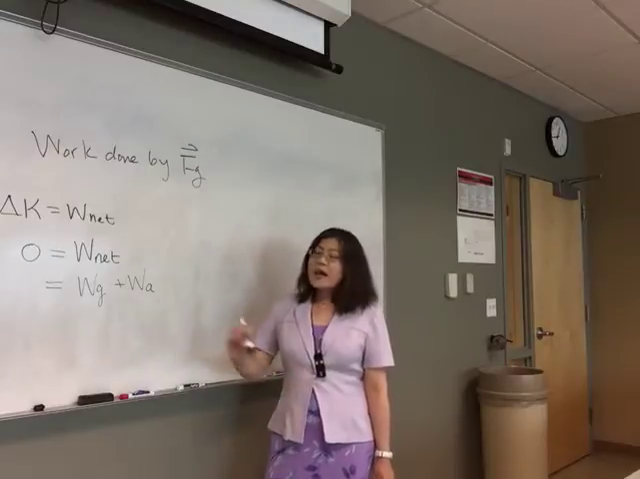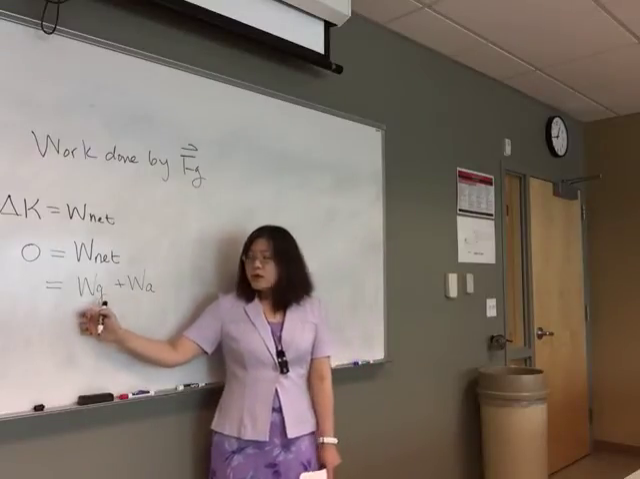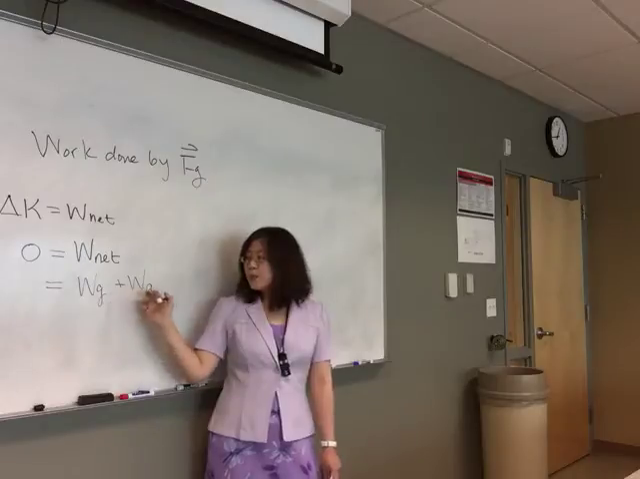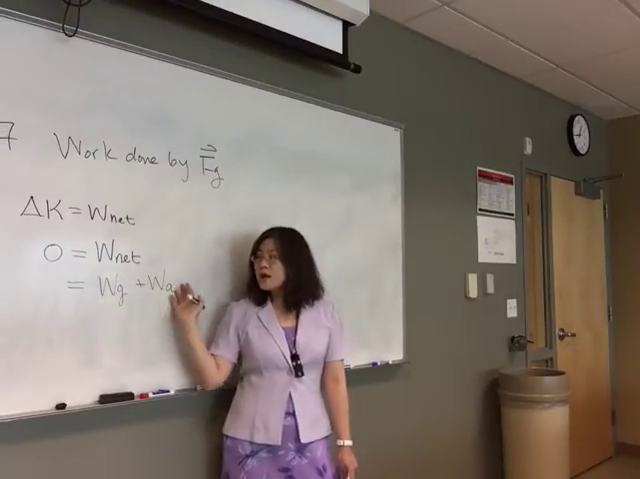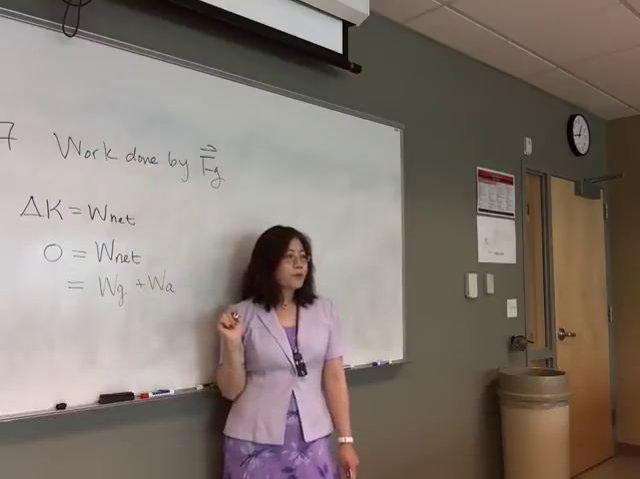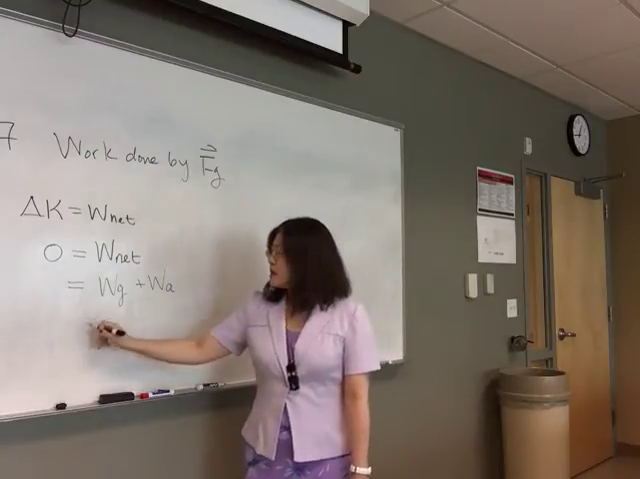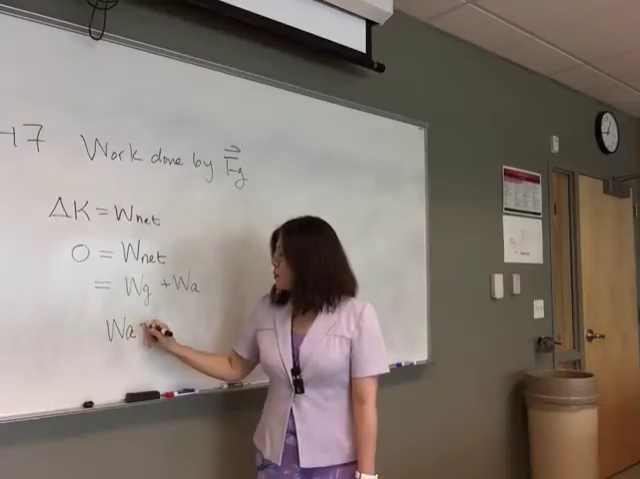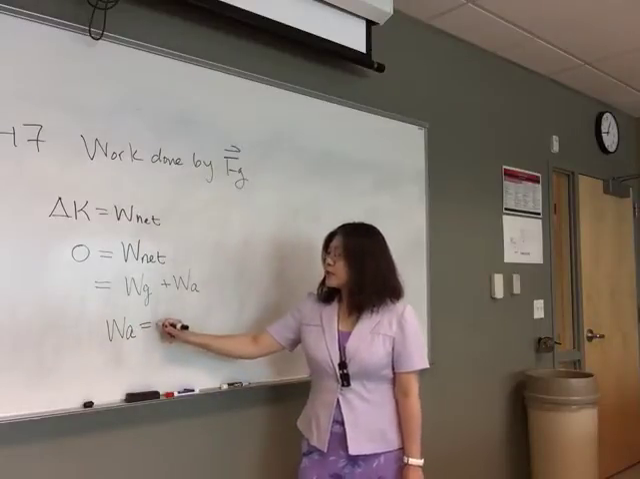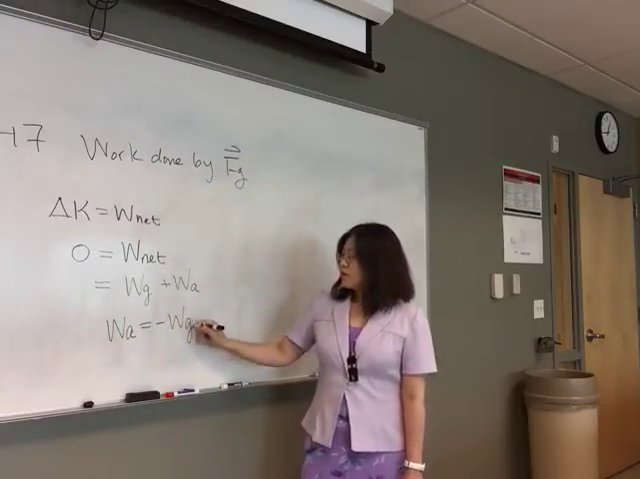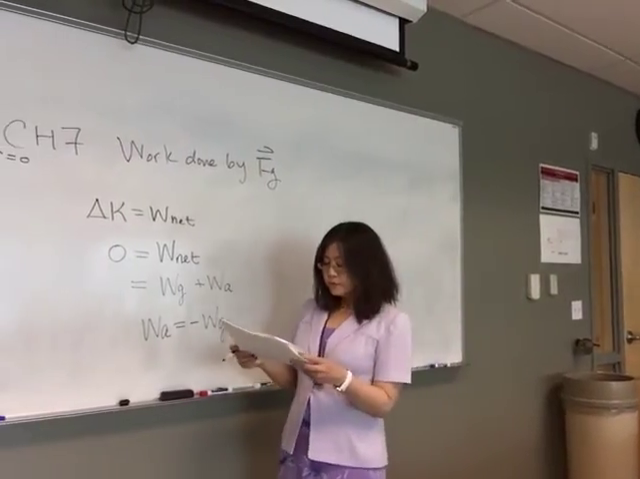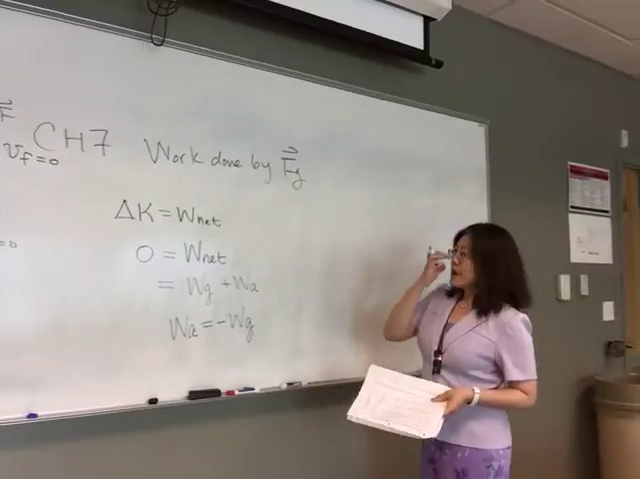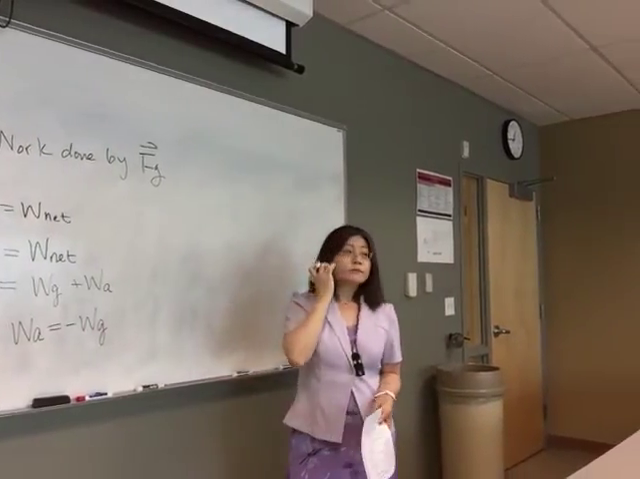Okay? So what does that mean? It means that the work done by gravitational force has to be balanced by the work done by the applied force, so that the net work is equal to 0. So the work done by the applied force is simply equal to the negative of the work done by gravitational force. Okay? All right, any questions so far?